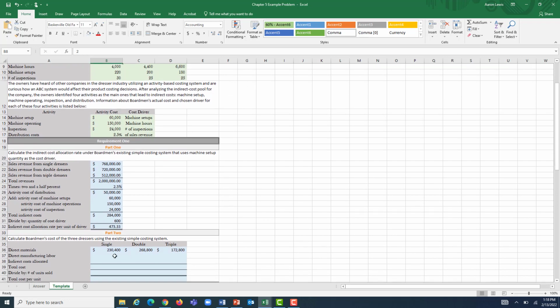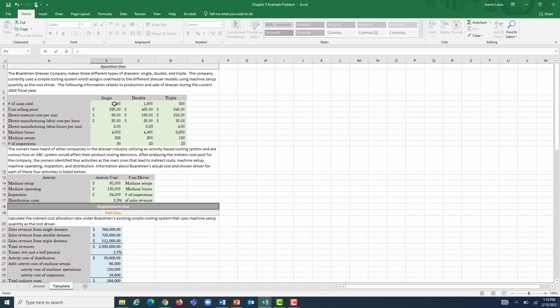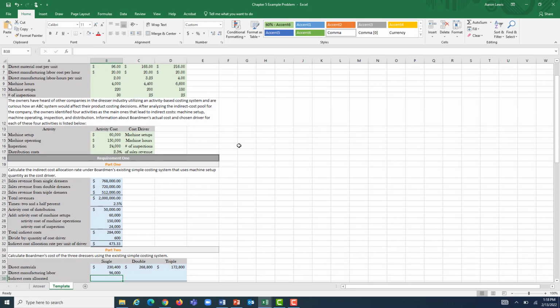So I'm going to come down here, and I'm going to hit equals, and I'm going to go back up, and I'm going to multiply 2,400 times our labor cost per hour of 20 times the time to produce each unit, which is 2 hours, and I come up with a total of $96,000. So we're expecting to incur $96,000 of labor costs to make single dressers.